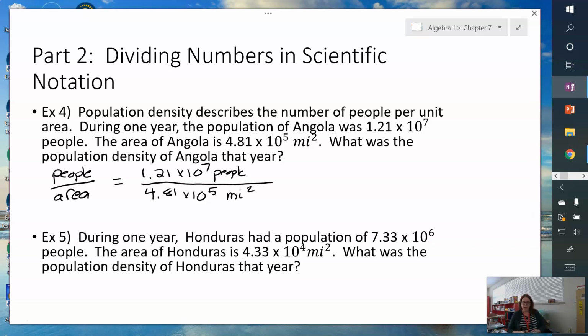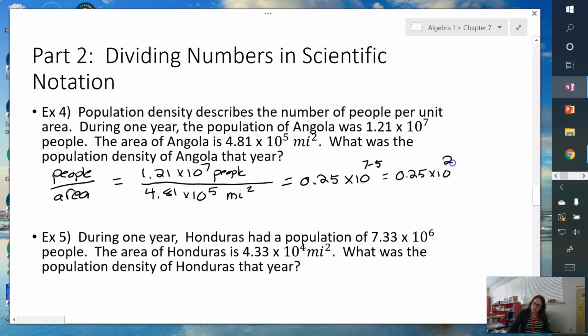Now I'm going to divide the 1.21 by the 4.81. I'm just handling those constants out in front first. And I get a 0.25. And then I have times 10 to the 7 over 5. So 10 to the 7 minus 5. That's going to give me 0.25 times 10 to the 2.